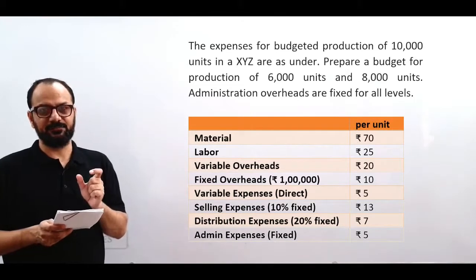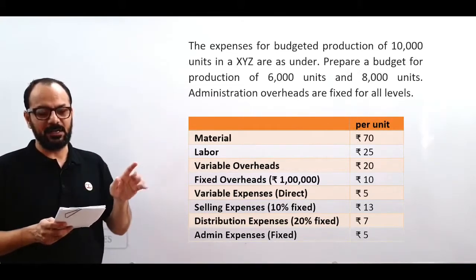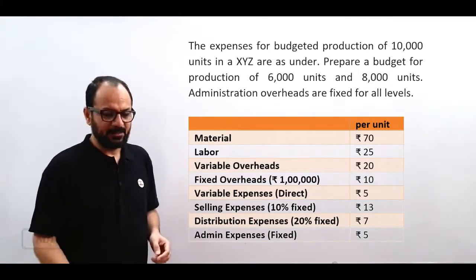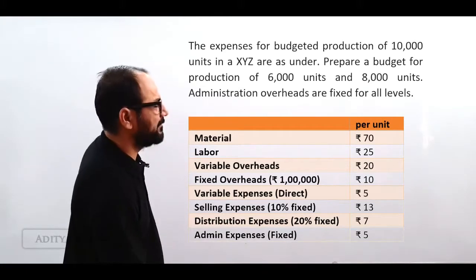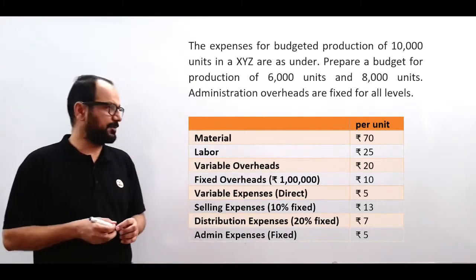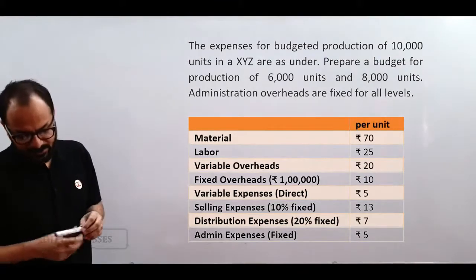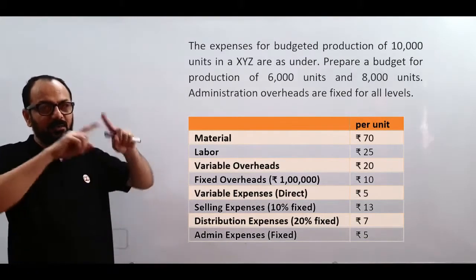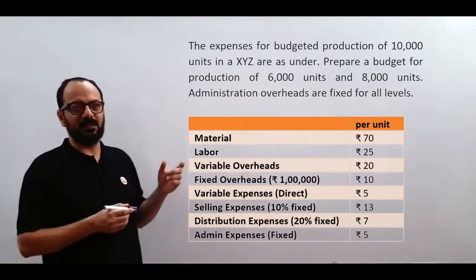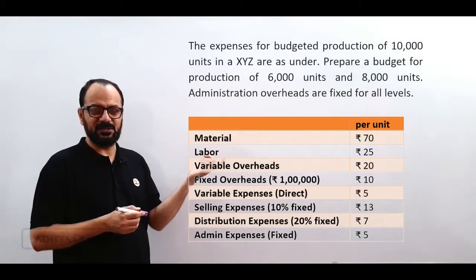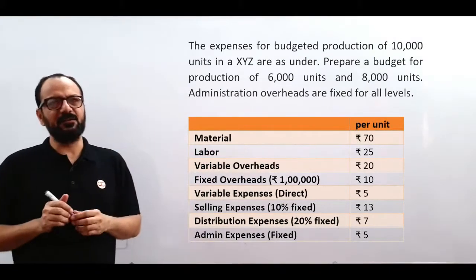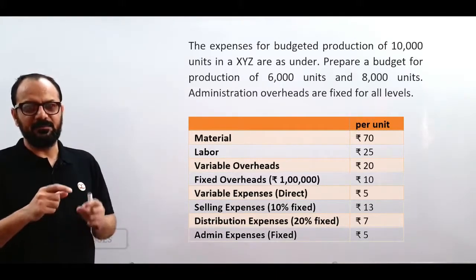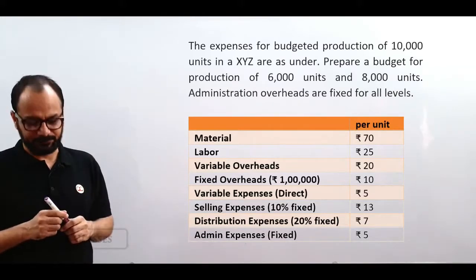those are completely fixed at all levels, but they have been given in per unit at 5 rupees. So what does this indicate? That at present level of 10,000 units of production, the admin expenses are coming down to rupees 5 per unit. So in all, for these 10,000, the admin expenses amount to 50,000. So my admin expenses are fixed at level of 50,000 for all. They have indicated it in per unit terms, but we'll actually be using it in consolidated terms.